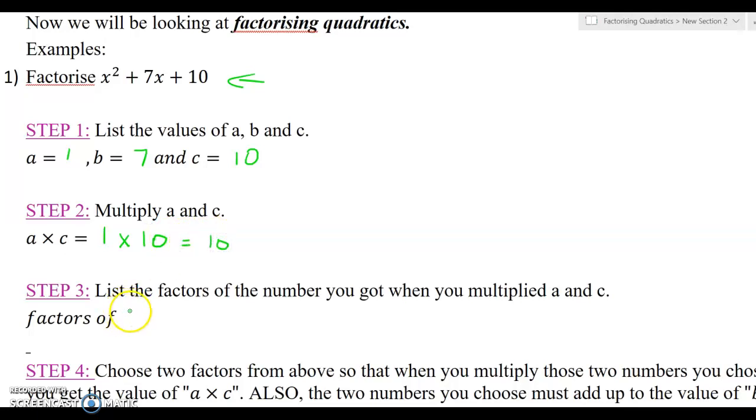Good so far. Step 3, list the factors of the number you got when you multiplied a and c. The number we got was 10. So let's list the factors of 10: 1, 2, 5, and 10. So far, so good, right?